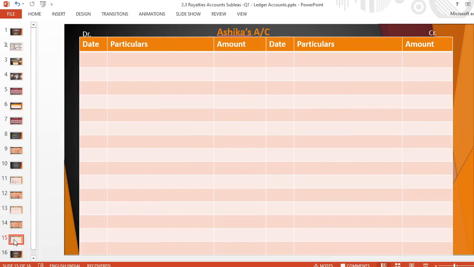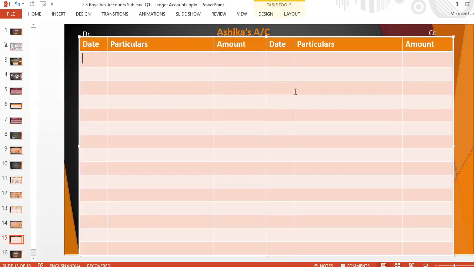So the first entry is Sub-Lessee's account debits to royalty as well as the short workings account. I'll start from the first year 2016. So here royalty receivables account, as well as to short working allowable account.